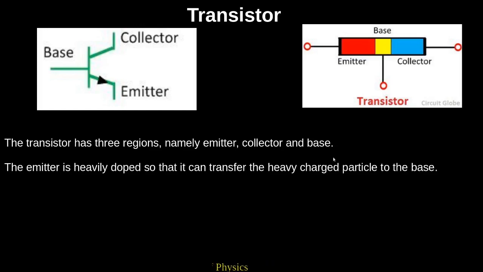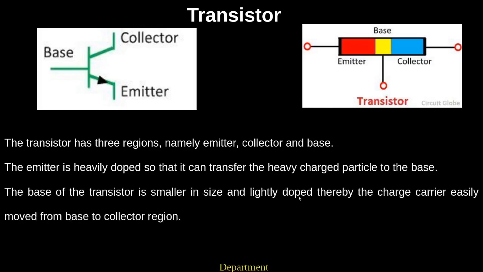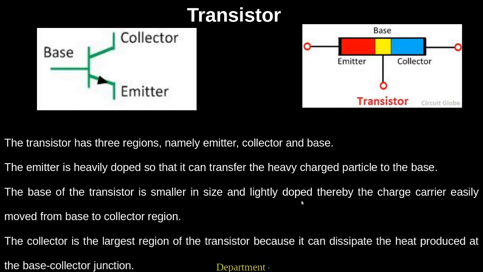And the emitter is heavily doped so that it can transfer heavy charged particles to the base. The base of the transistor is smaller in size and lightly doped, while the collector is the largest region. In simple language, the emitter is emitting the electrons. At the base side some electrons combine because it is lightly doped, and the charge carriers easily move toward the collector region. So the collector has the largest region, so it collects the charges.